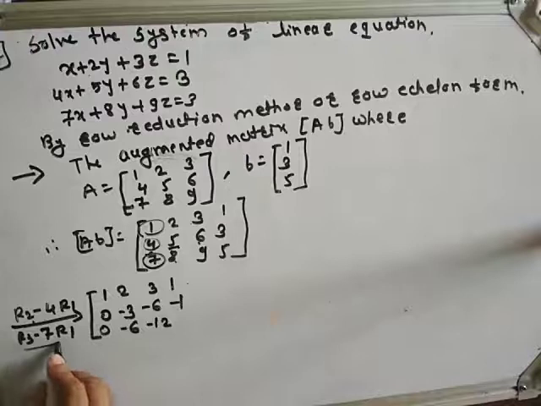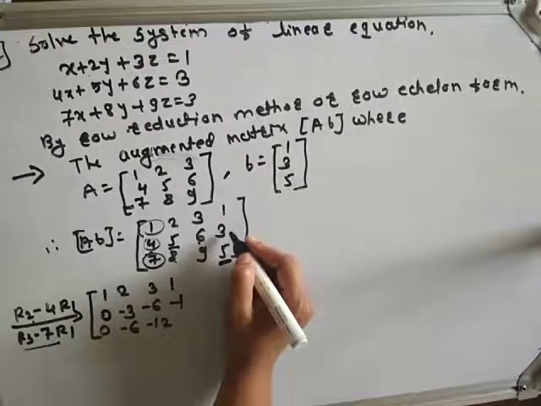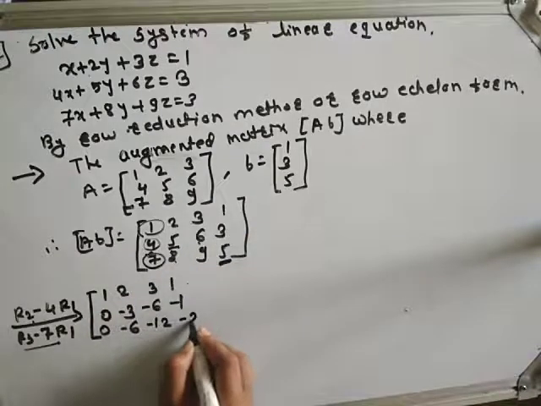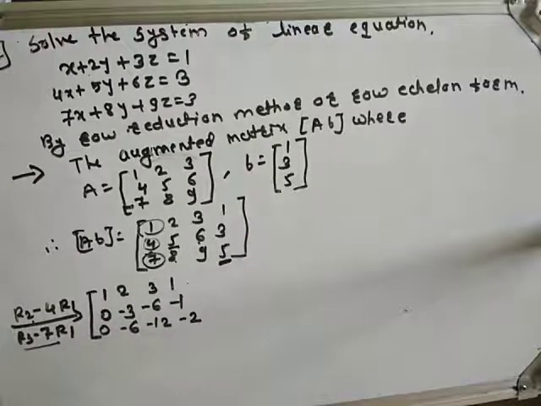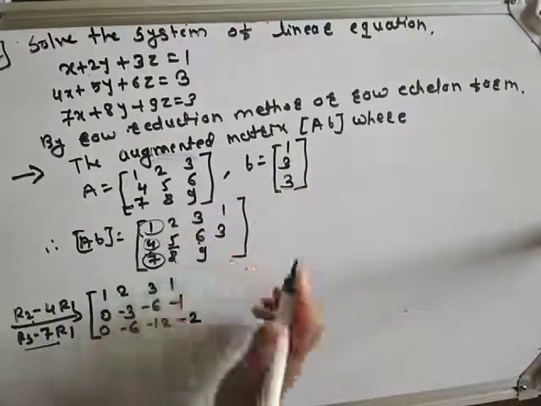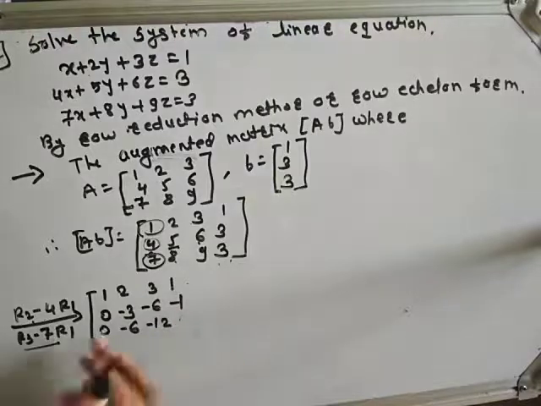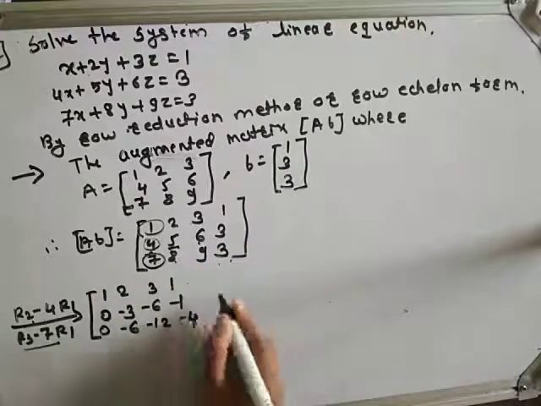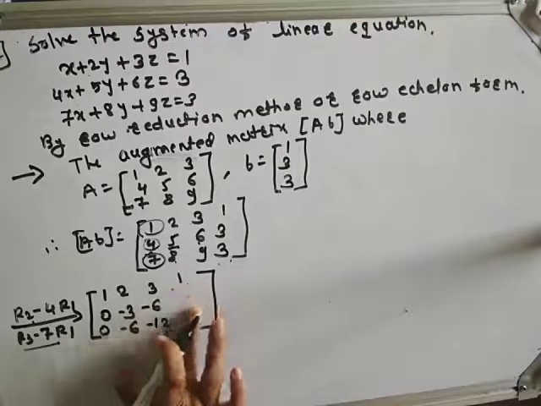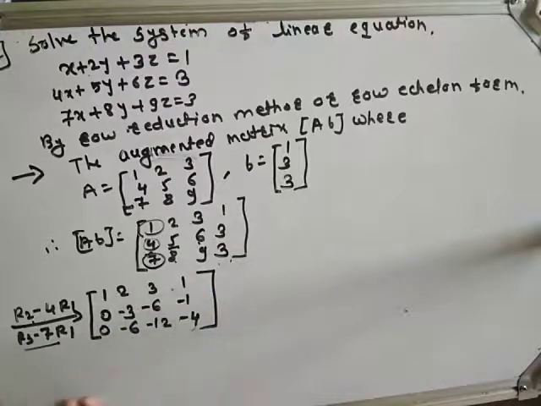Sorry, for R3, the last entry is 5 minus 7, which is minus 2. Sorry, here it is 3, therefore 3 minus 7 is minus 4. And 1 minus 1 is 0. Then the matrix is 1, 2, 3, 1; 0, minus 3, minus 6, minus 1; 0, minus 6, minus 12, minus 2.